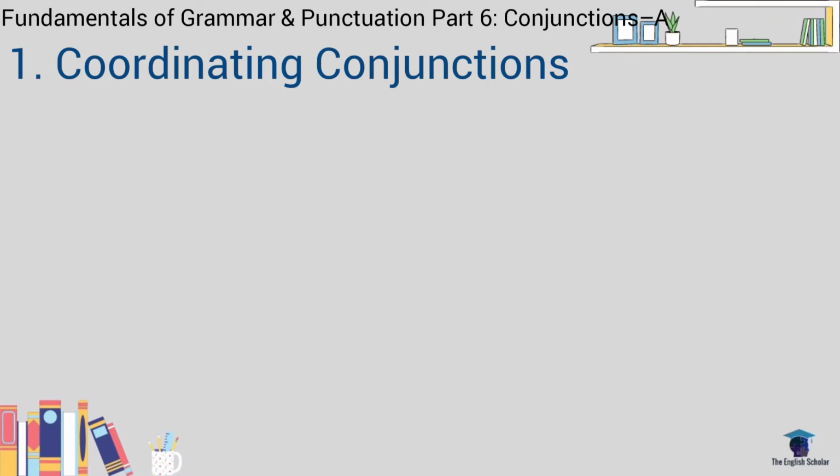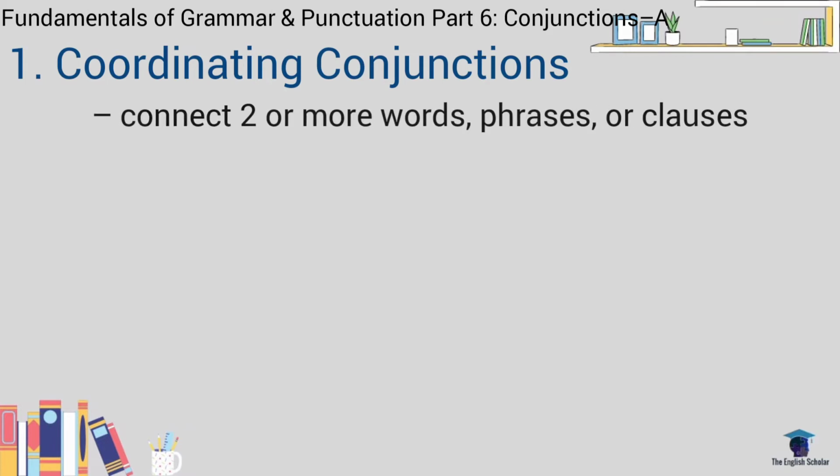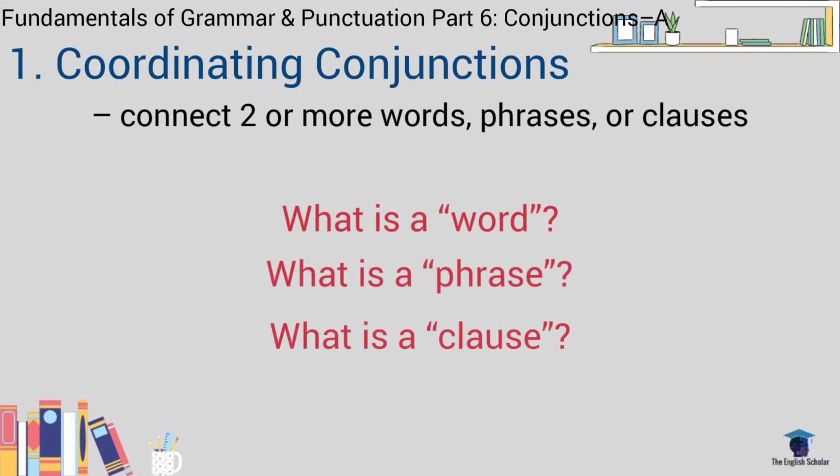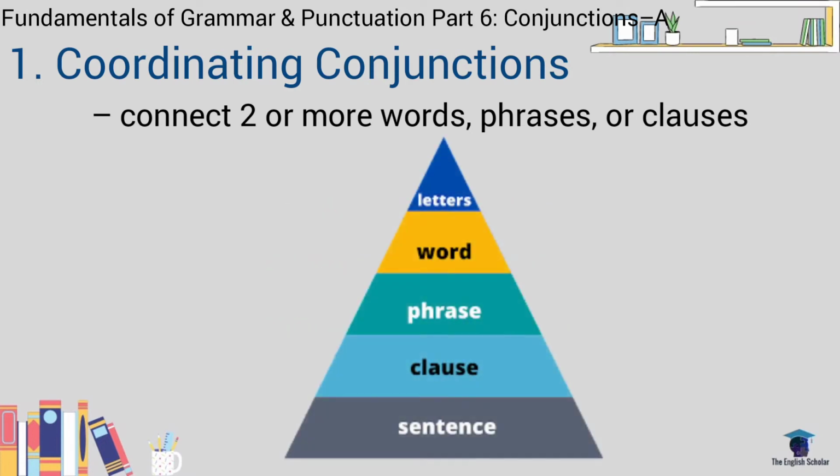Coordinating conjunctions. These conjunctions are used to join or connect two or more words, phrases, or clauses. Now, what is a word? What is a phrase? And what is a clause? Let's create a pyramid for better understanding. The first one in this structure should be letters, to be followed by words, and then phrases, clauses, and sentence finally.